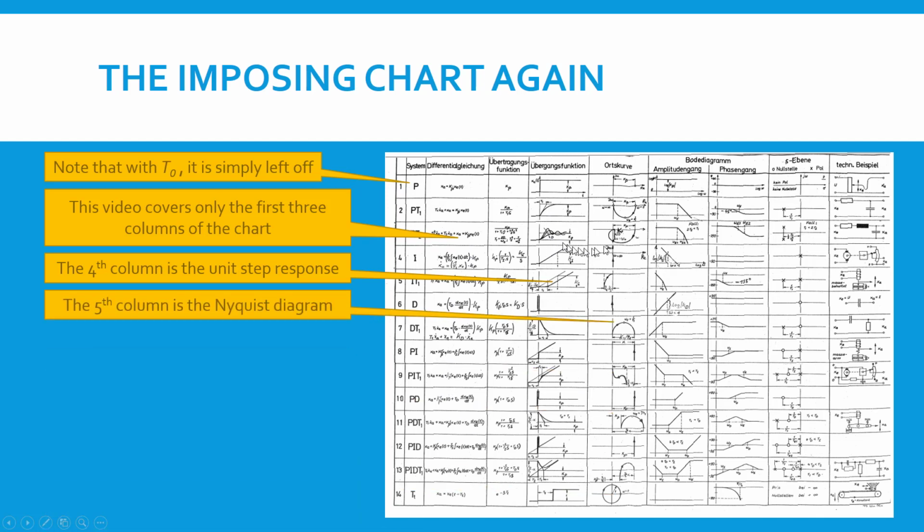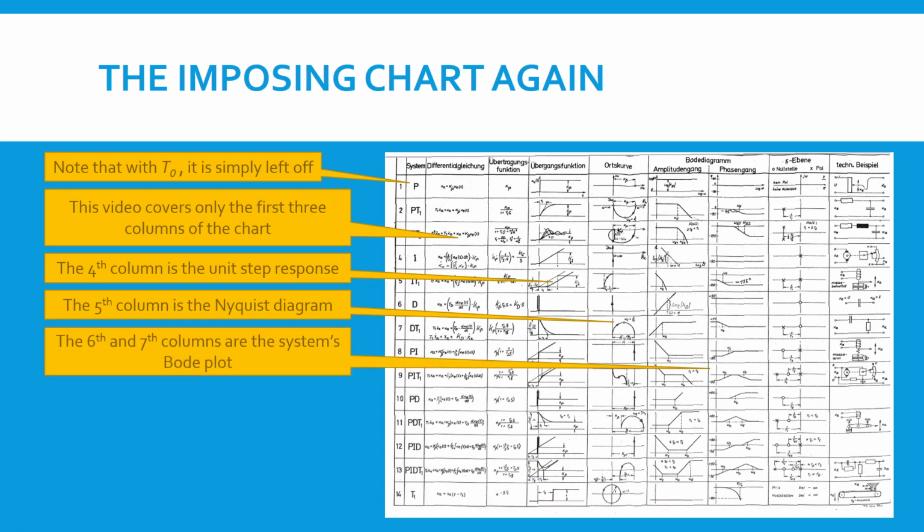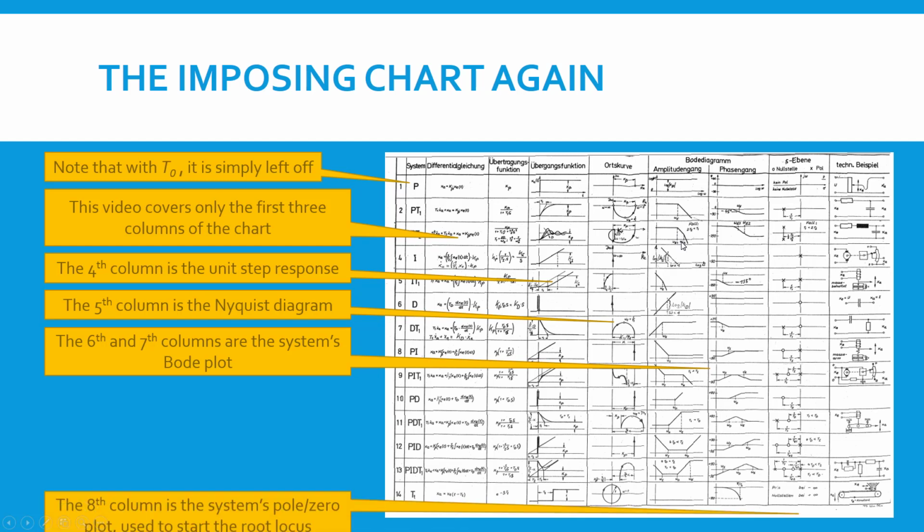Then we have in the 5th column the Ortskurve, which is the Nyquist diagram, it's called in English. That's important for stability, and I may produce videos on that in the future, but so far I don't cover that. And then Bode plots are columns 6 and 7. A Bode plot is a coordinated pair of plots, one that has the ratio of amplitudes of the output to the input, and the second plot is the phase difference between the input and the output. That will be covered elsewhere in this series.